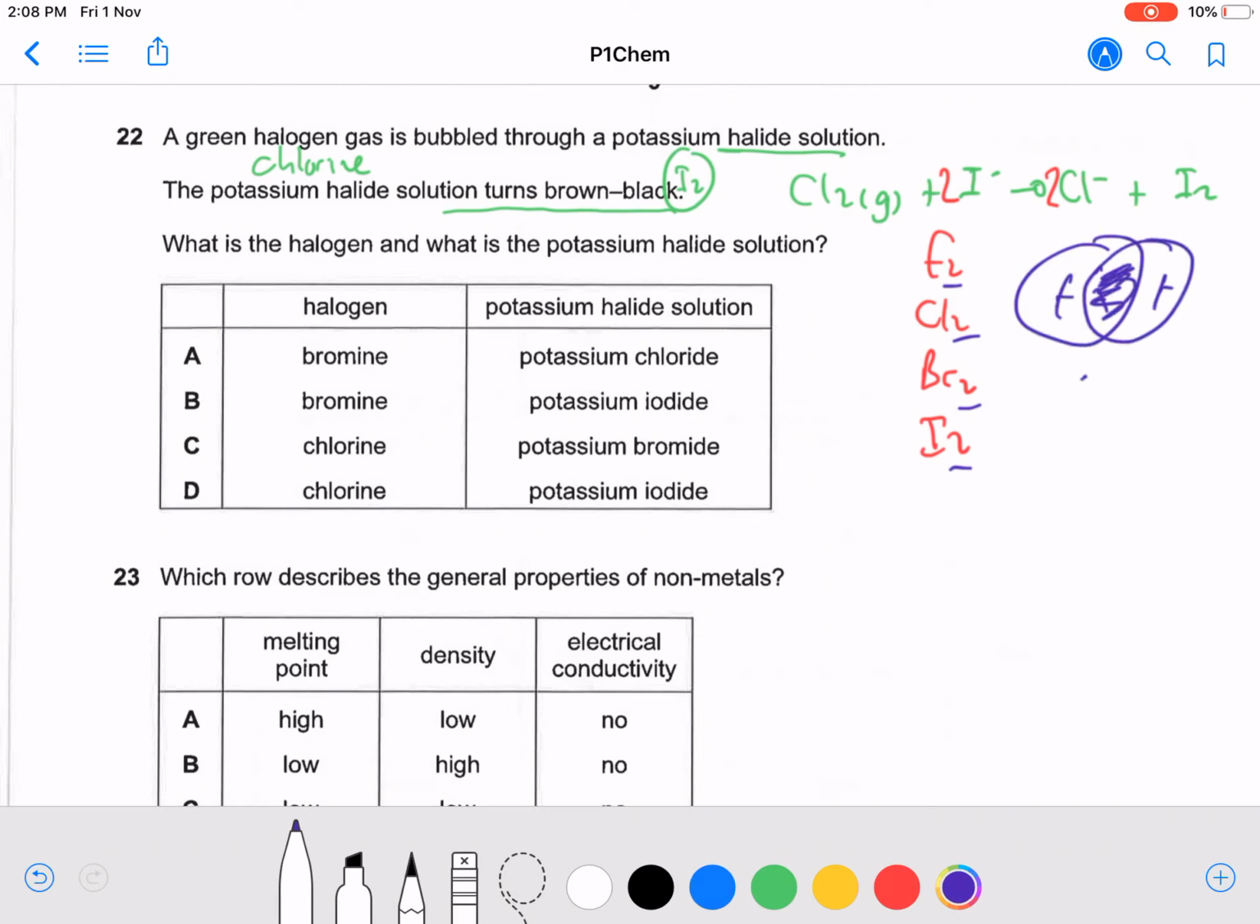One shared pair of electrons is a single bond. The other way to write that is F to F, single bond, with 3 lone pairs of electrons. Okay, cool. So chlorine gas, so it's not bromine. That's incorrect. And with what is the halogen and what is the halide? If it's bromide, it would be orange, but it's brown black, so it's iodide. So it's not that. The answer is D.